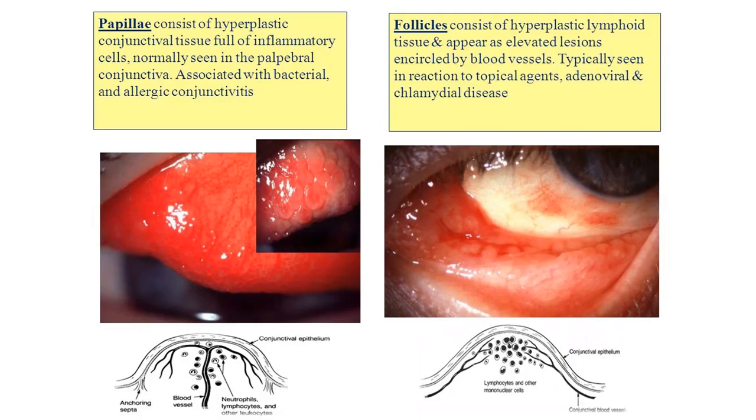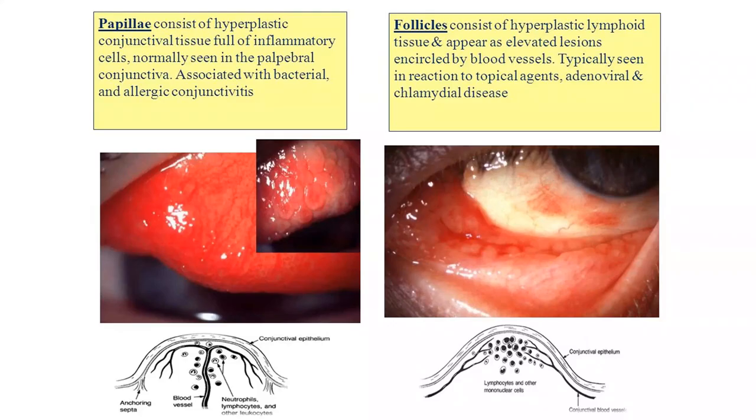So we need to know how to differentiate between a papilla and a follicle. Starting from the papilla, what is a papilla? It consists of hyperplastic conjunctival tissue full of inflammatory cells. They are seen in the palpebral conjunctiva, and usually they occur with bacterial and allergic conjunctivitis. You can see here, these can sometimes be small like that with a central vascular tuft. You see these pinpoint red heads, these are central vascular tufts.